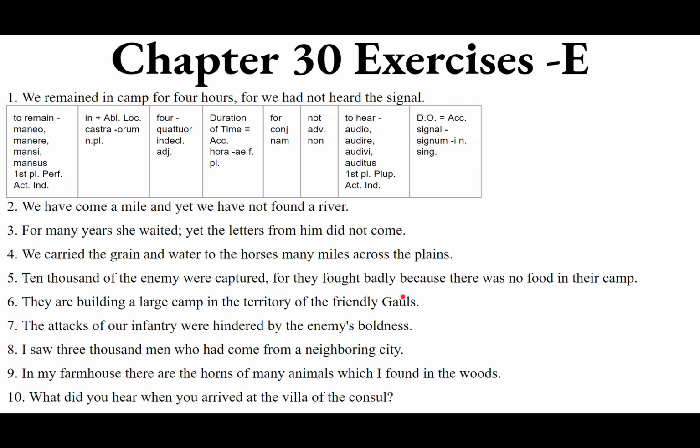So we want the genitive plural masculine of Gallus, so Gallorum, and then inimicus, I'm sorry, not unfriendly. They are friendly, they're totally amicus. So amicus, amicorum, Gallorum. They are building a large camp in the territory of the friendly Gauls. Something like castra magna in finibus Gallorum amicorum muniunt.